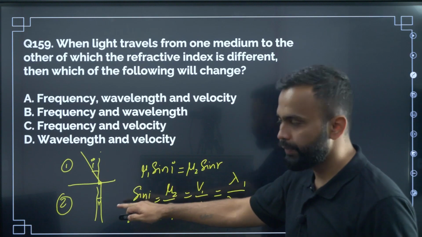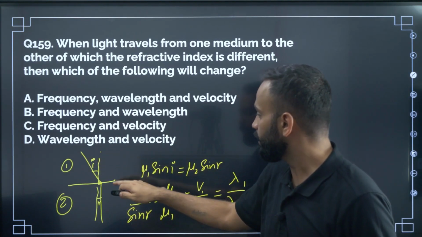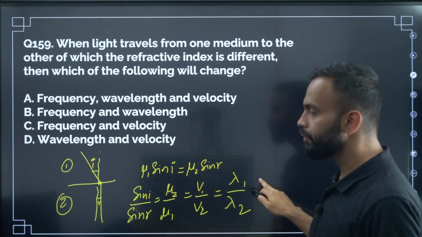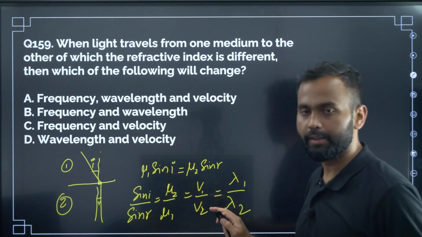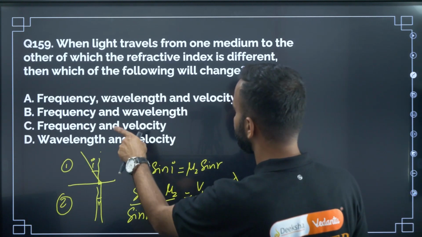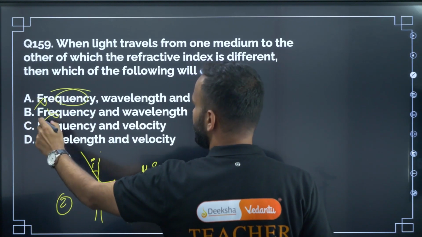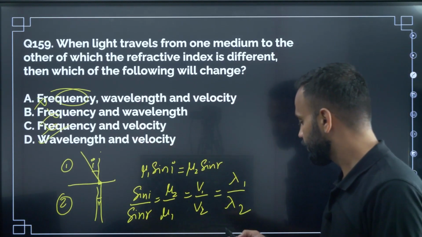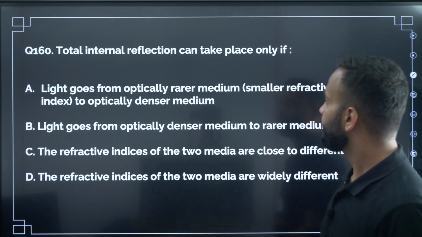So from this we can conclude that if light moves from one medium to another medium, the velocity of the light changes, the wavelength of the light changes, and the frequency of the light remains the same. Only velocity and wavelength change. In the first option, frequency, wavelength, and velocity are given. Frequency does not change, so option A is wrong. Option B is wrong. Option C is wrong. Option D is the correct answer. Wavelength and velocity will change. Simple one, right? Dead easy question. Yeah, 160.